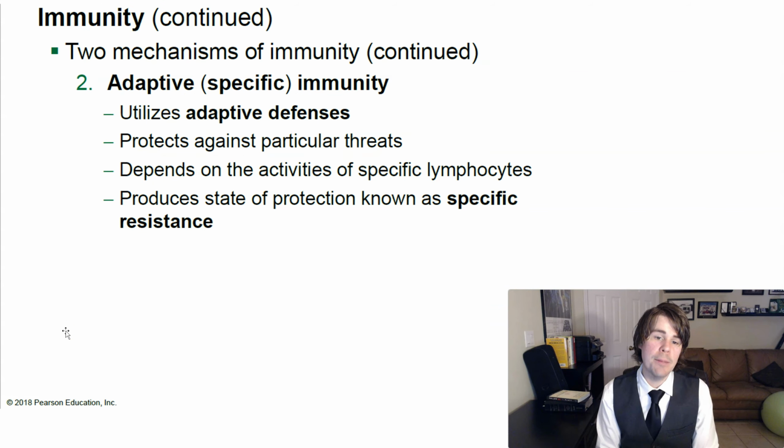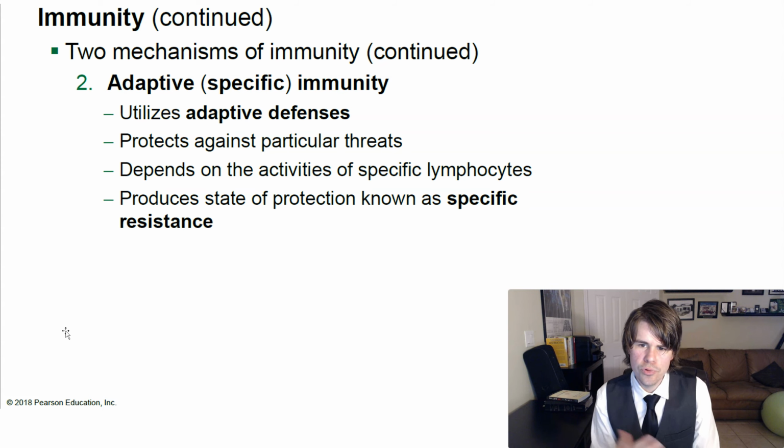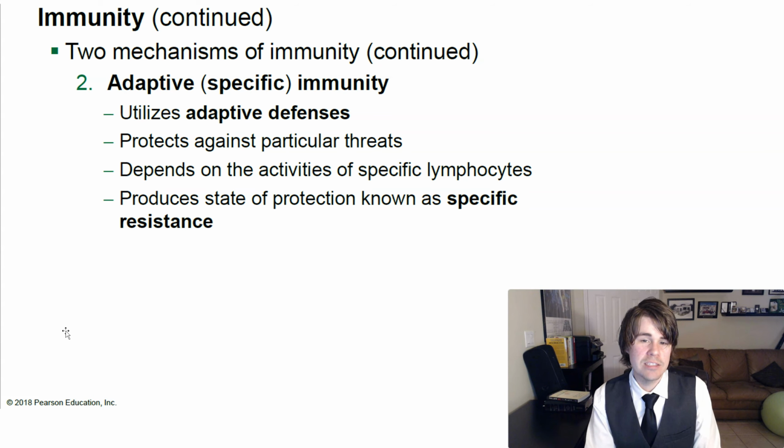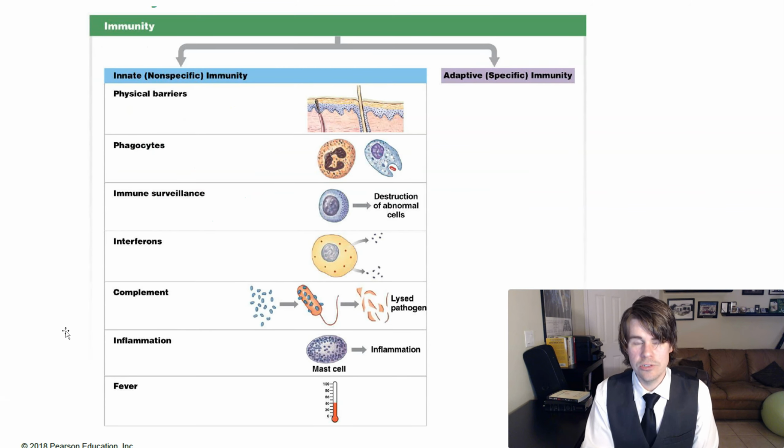And then this is adaptive. Adaptive, which I'll talk more about in part two, but just a brief little introduction is it's specific. And we'll talk about vaccines and specific memory cells and various things that attack specific dangers that we come into contact with. So here's a good picture that we've already talked about, but these are all of the non-specific tools that we have in our bodies to help us with immunity.